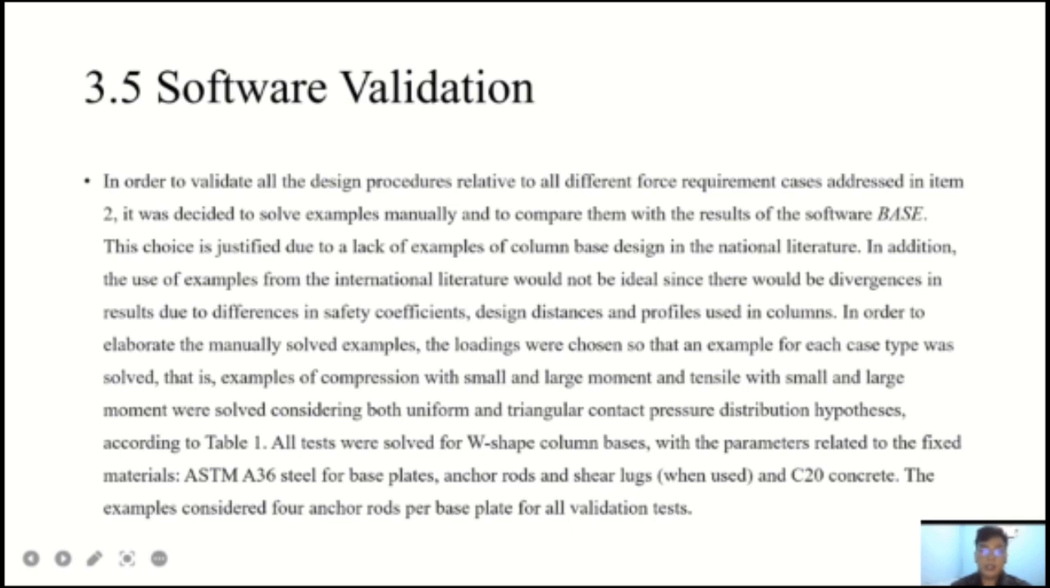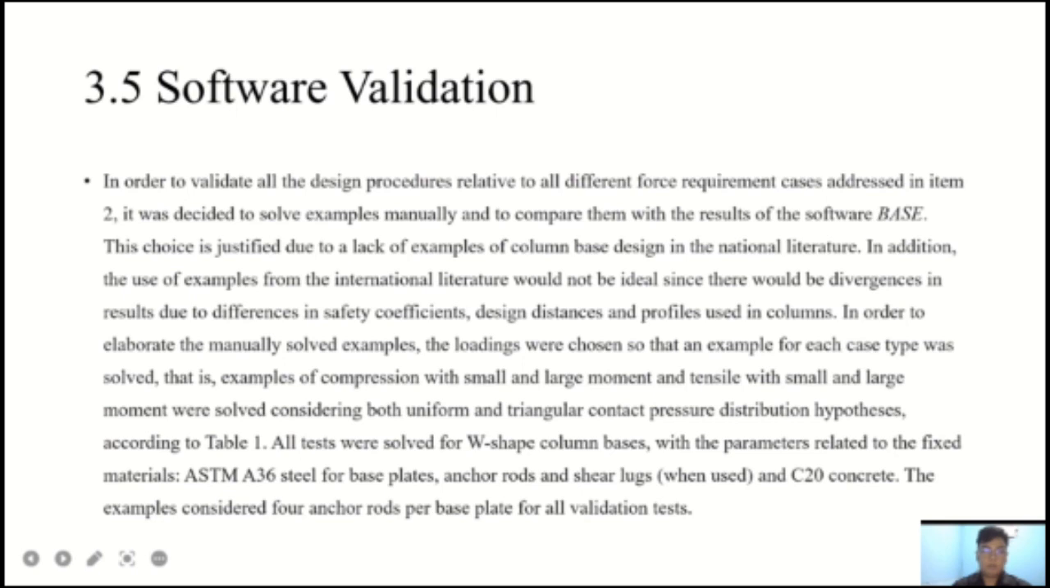That is, examples of compression with small and large moment and tensile with small and large moment were solved, considering both uniform and triangular contact pressure distribution hypotheses according to table 1. All tests were solved for W-shaped column bases with the parameters related to the fixed materials: ASTM A36 steel for base plates, anchor rods, and shear lugs when used, and C20 concrete. The examples considered 4 anchor rods per base plate for all validation tests.